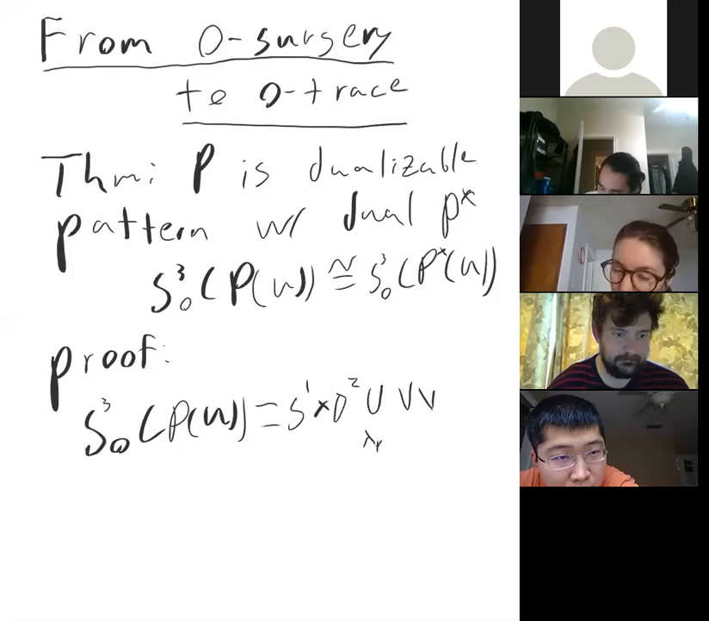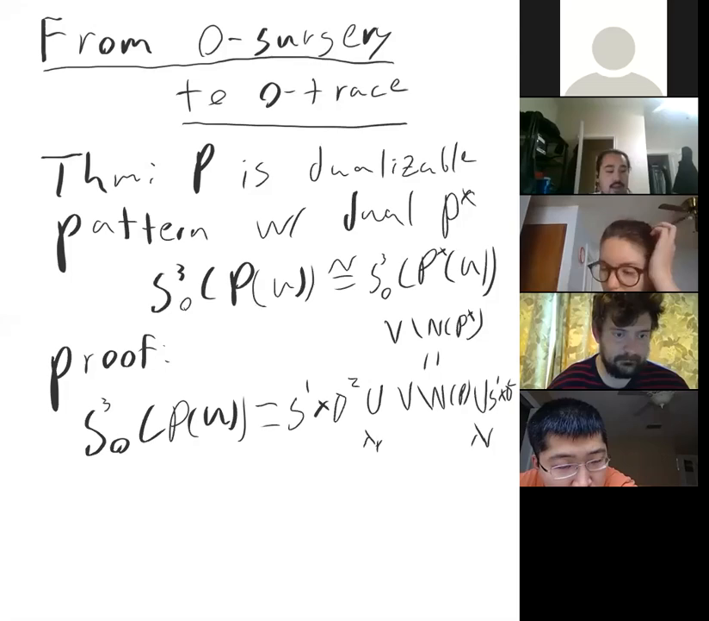I'm running out of space here. So this is also just the same thing as the exterior of the dual pattern. The basic idea is that we could take the pattern exterior and just turn it inside out and fill back in. And so we must have gotten the same thing.